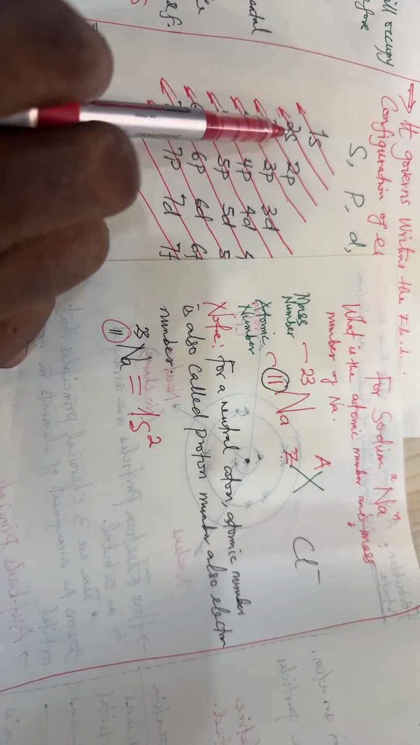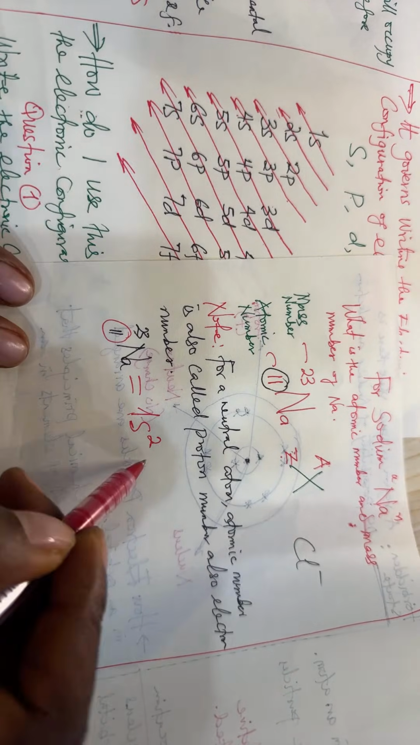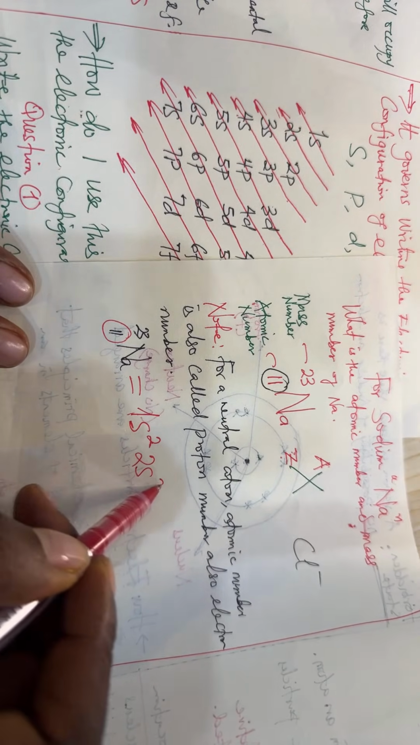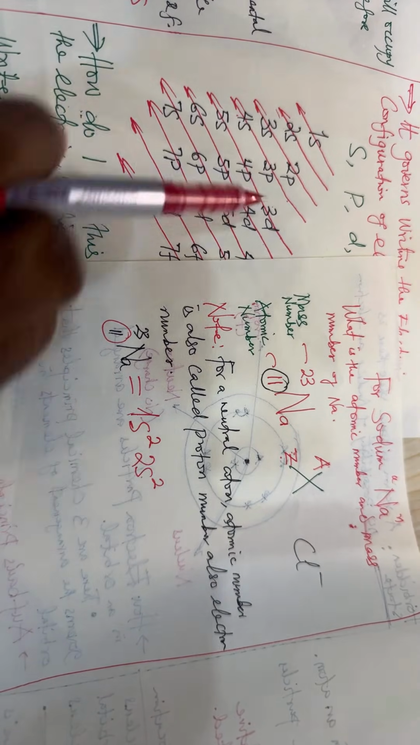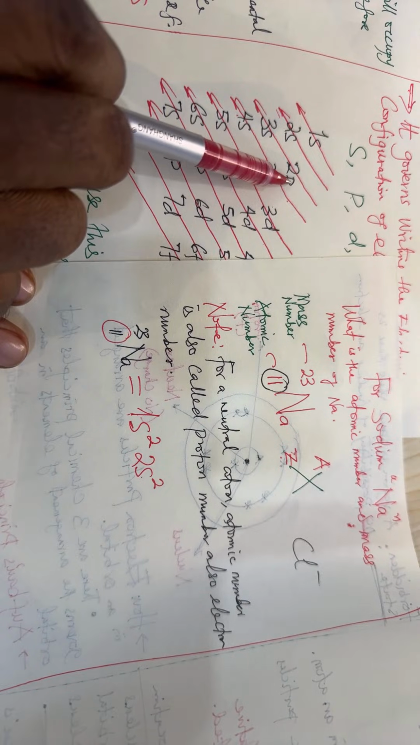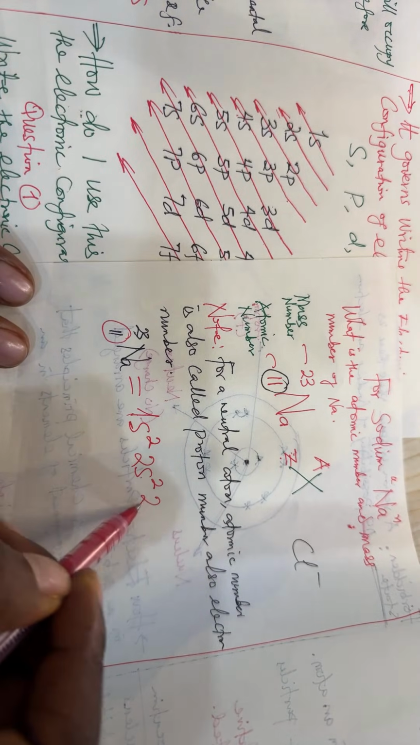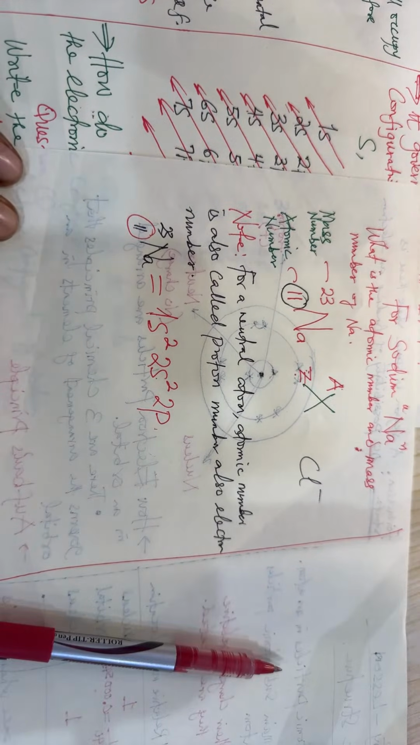Then when you're done with this, move to the next one, which is 2s. 2s2, because s takes a maximum of 2. Remember, we have gotten 4. Move to the next one, which is 2p. Remember, p takes a maximum of how many? Let me ask you that one. Let me not show you. What is the maximum number of electrons that p takes?